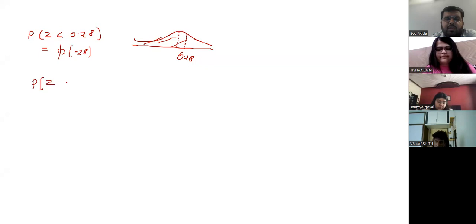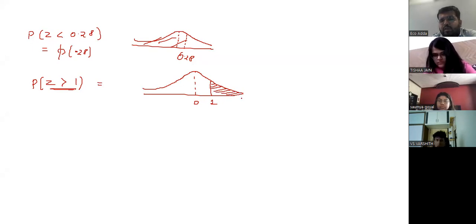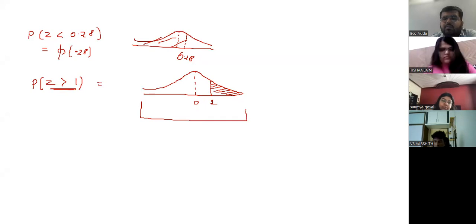Now next is, what is the probability z is more than let's say 1. In this case, first of all, I need to make the normal distribution graph. We all know that this is 0. Obviously, 1 will lie here, and we need z is more than 1. Therefore, we need to shade right hand side area because z is more than 1 here. In this case, how to find the probability? Now we know that the total area is equals to 1. Therefore, can we write this as 1 minus probability z is less than 1?